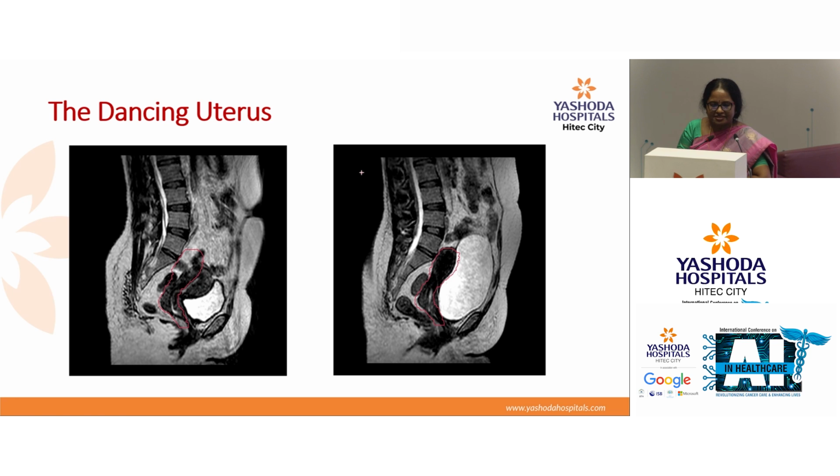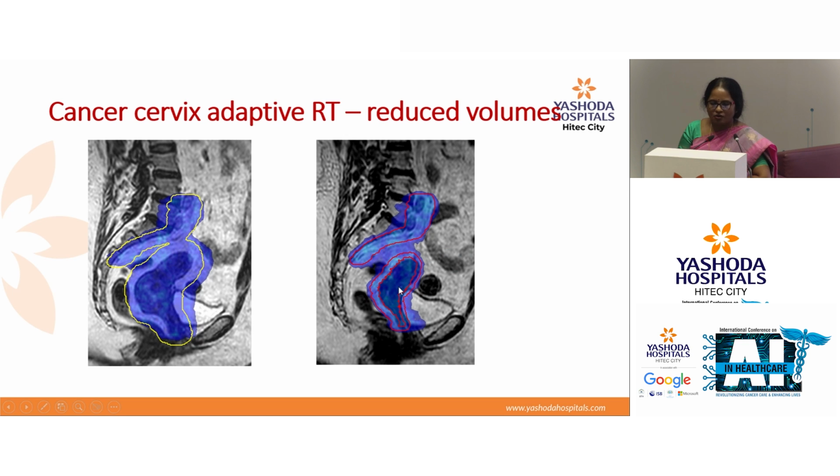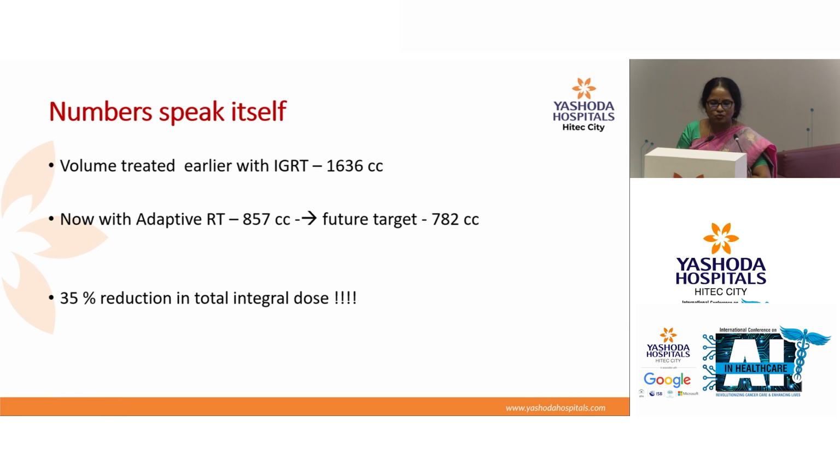You can see in this case, the uterus literally dances. If you have to treat this patient, you have to cover almost the entire pelvis to treat this cancer with radiation. But now we have the automatic registration which helps us to contour, and you just give a small margin around to prevent any further delays, and that's how we can reduce the treatment doses.